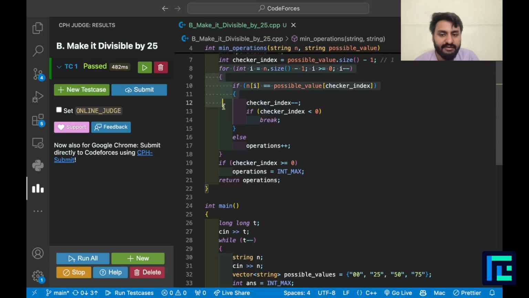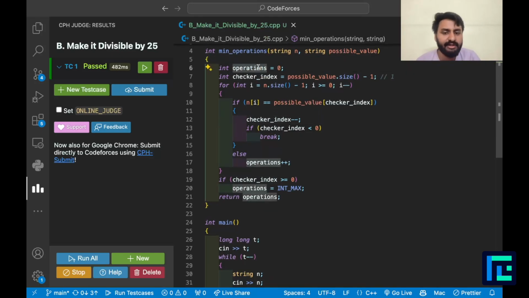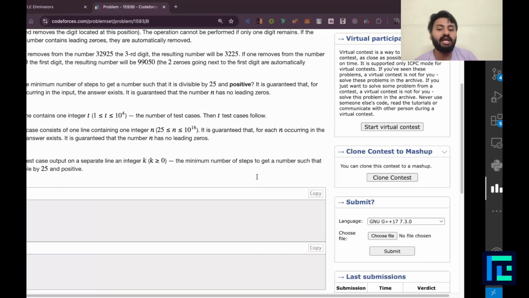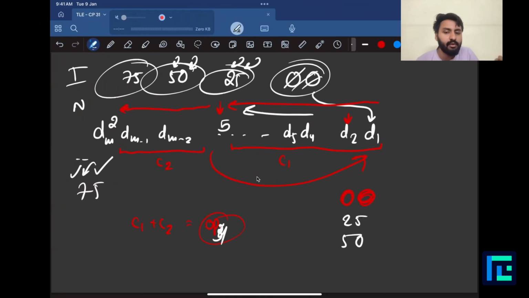Now, when you come out of this for loop, what should happen? Of course, your checker index should be less than 0. If it's not less than 0, that means whatever the number of operations is, it is not correct for you. So this is again a sort of hack implementation detail. I am saying that if the checker index is still greater than or equal to 0, that means you were not able to find fully 00, or fully 25, or fully 50, or fully 75 at the very last two locations.